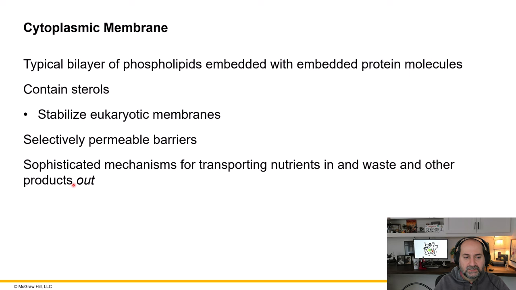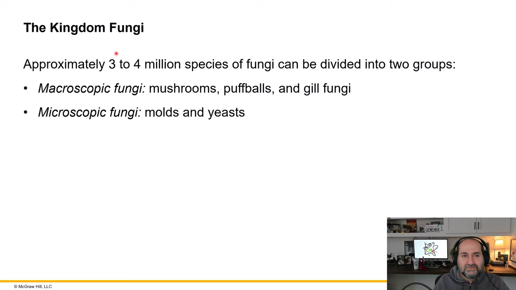Now, let's talk a little bit about the kingdom fungi. Remember, fungi are eukaryotic microorganisms. There are two groups: the macroscopic fungi, which you can see with the naked eye, obviously mushrooms, puffballs, gill fungi, things like this. And then the microscopic fungi. These are the ones that you need the assistance of a microscope to see clearly.